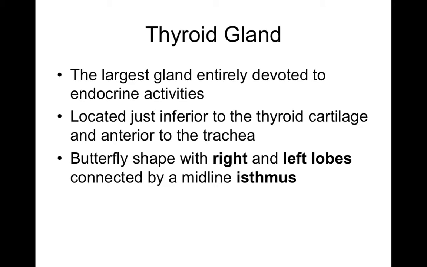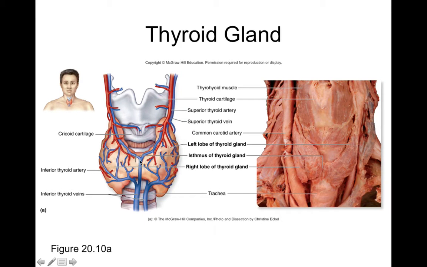The thyroid gland is kind of this butterfly-shaped gland, and it has two lobes. We have a right lobe and a left lobe, which are connected in the midline by something called the isthmus. So the thyroid gland, you can see here in this picture, here's the larynx, and just inferior to the larynx, which is your voice box, we have the thyroid gland. You can see it's kind of butterfly shaped. We have a right lobe, left lobe with a central isthmus.